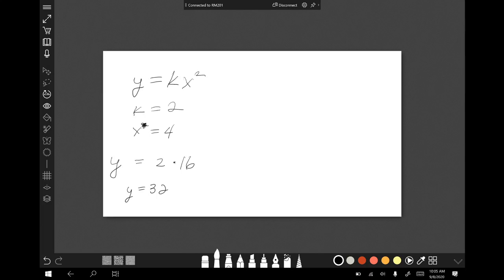But then they could say, what happens when x is 6? In that case, you might just plug in 6 here. You get twice 36, so that'd be 72. So it is possible that they might give you 2 different variables, but it's more than likely that they're going to ask you to find k first and then find the new y, or whatever that is.